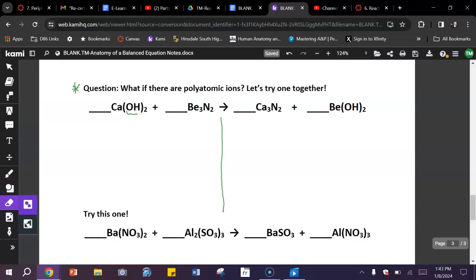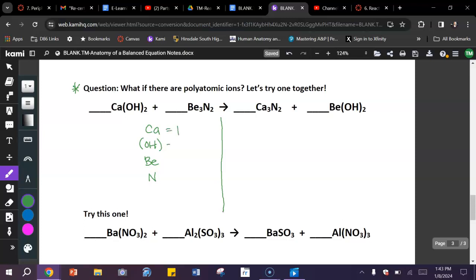So I'm going to start again because this is just where I'm most comfortable, all the way over to the left. So I have calcium. I'm going to keep my hydroxide in the parentheses. I have beryllium and I have nitrogen. I have one calcium. I have two hydroxides because I have a subscript of 2 on the outside of the parentheses. I have 3 berylliums and I have 2 nitrogens.